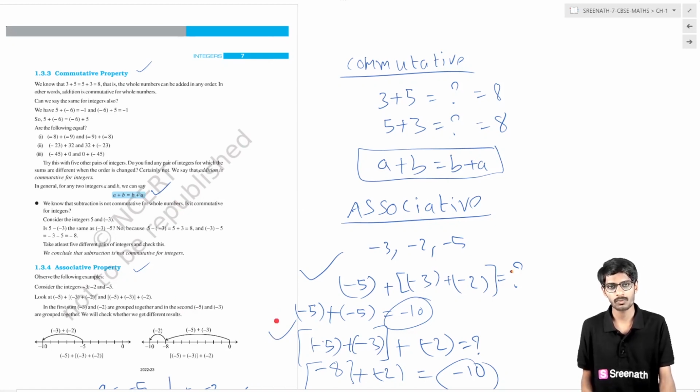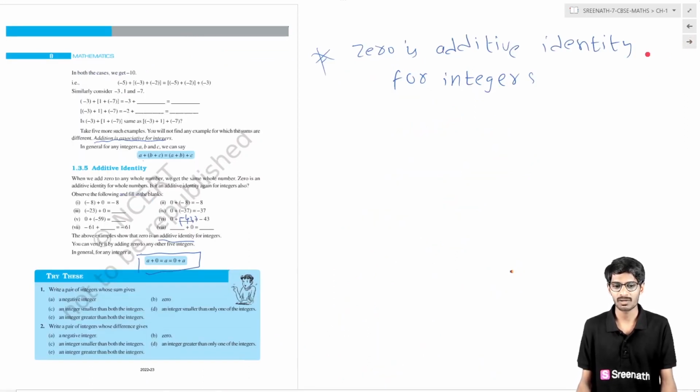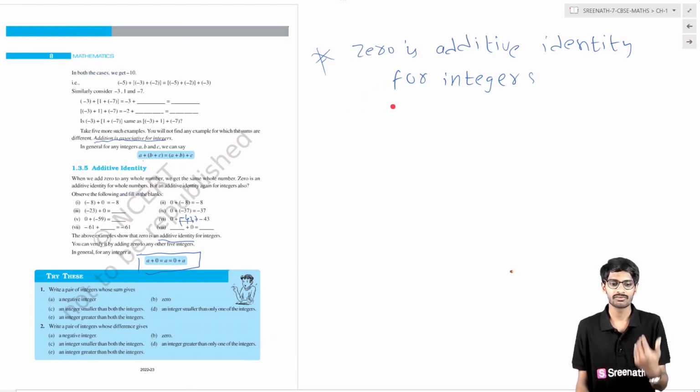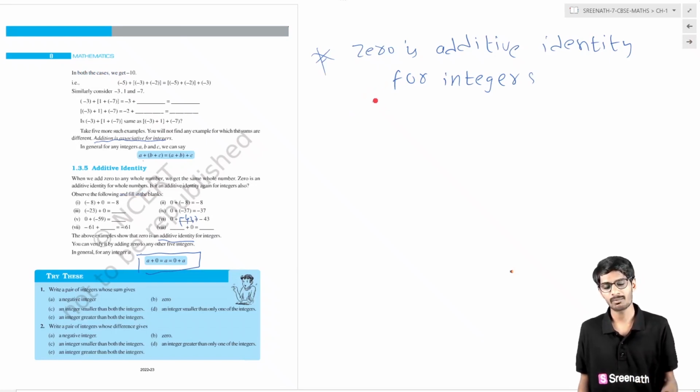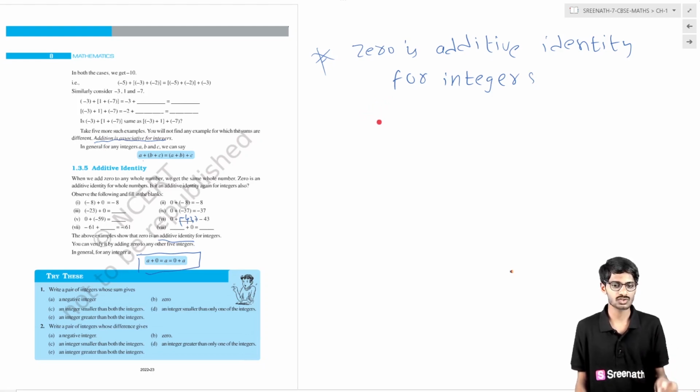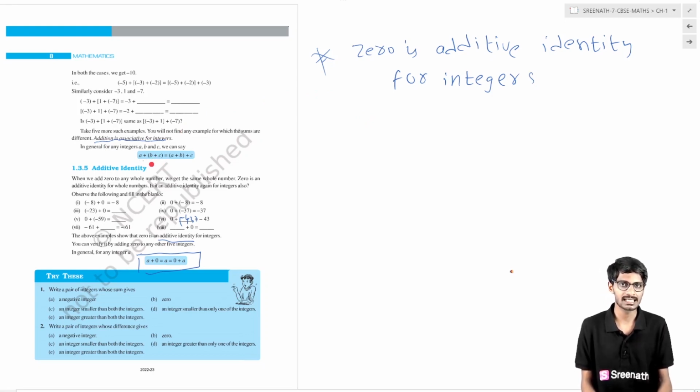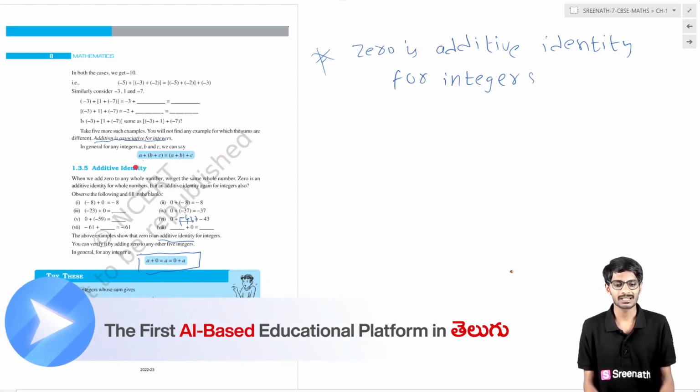Again, now the associative property. What is the associative property? If you want to add three numbers, you consider two integers at a time and one integer at another time, and in the next case you change the brackets. If you get the same answer in that case also, then we say that it is associative. In letters, a plus b plus c: here we take b plus c at a time, but there we take a plus b at a time, and in both cases the answer is the same. So we say the associative property is satisfied under addition.